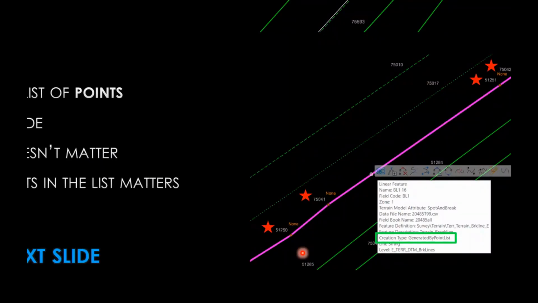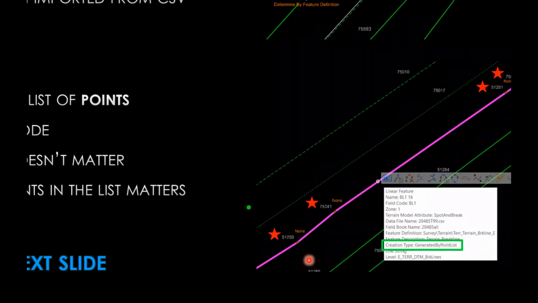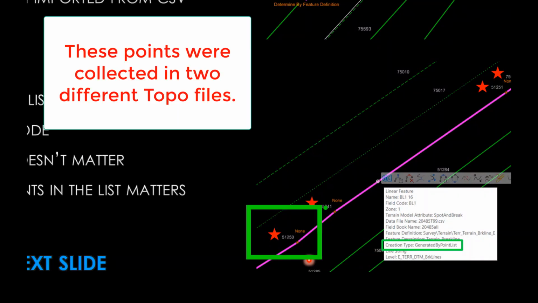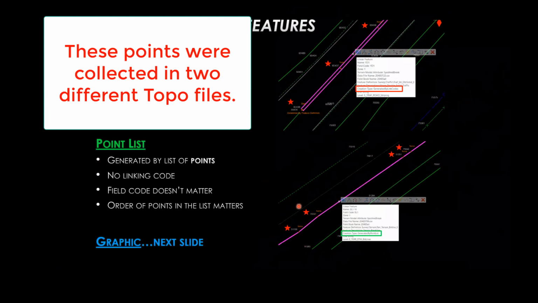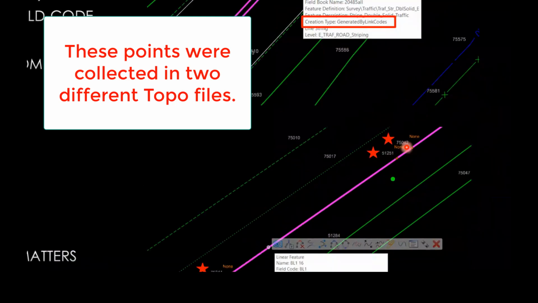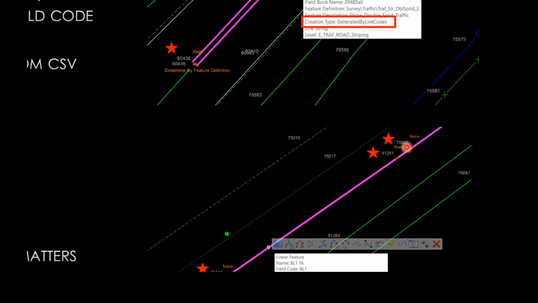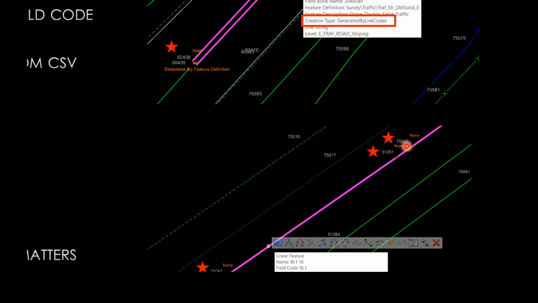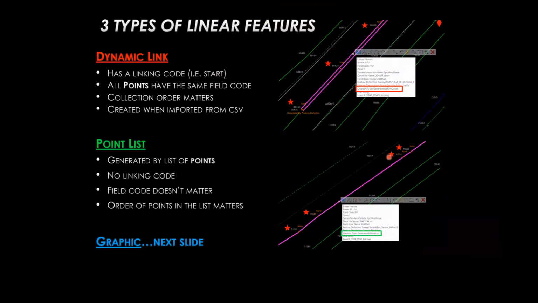Zooming into this, I've got a 51250 right there, and then a 75041 on the next one. Going up to the next one, 51251, and then a 75042 on that one. So you can see that the point numbers are not sequential, yet I have a line there that's all connected. So that is a point list feature.